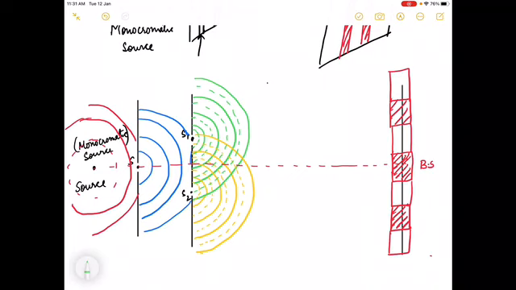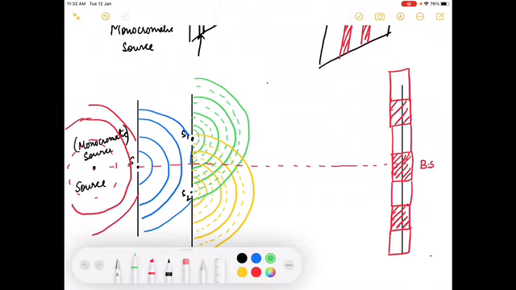And you have to understand, wherever the crest is meeting with the trough of a different wave from the slits S1 and S2, there will be destructive interference. Wherever the trough is meeting with the trough, or the crest is meeting with the crest, there is constructive interference. And you will see a dark and bright spot, yes or no? I hope that is very much understandable to everyone.